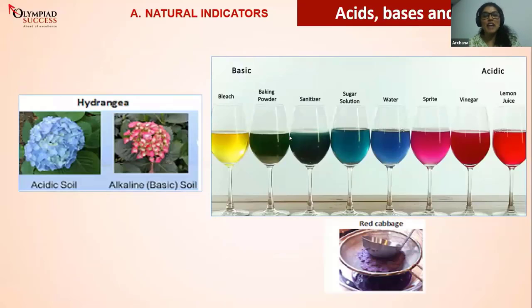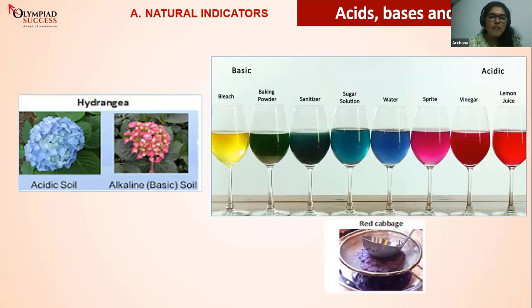So we have some other examples of natural indicators also. Most of you might or might not have heard about it. One is hydrangea, which is a flower, okay? This is really cool. If it grows in acidic soil, where you have used excessive fertilizers, it will become blue in color. If the soil is alkaline, it will give nice pink flowers like this. This is an example of a flower which naturally blooms from acidic and basic soil and gives different colored flowers.